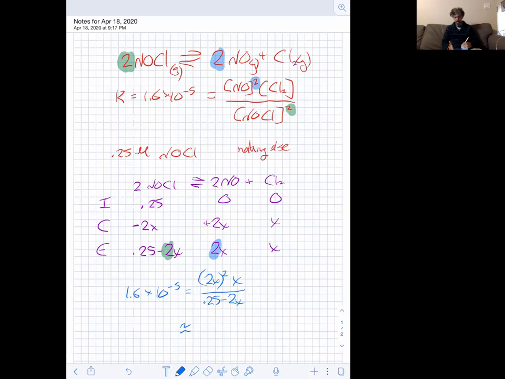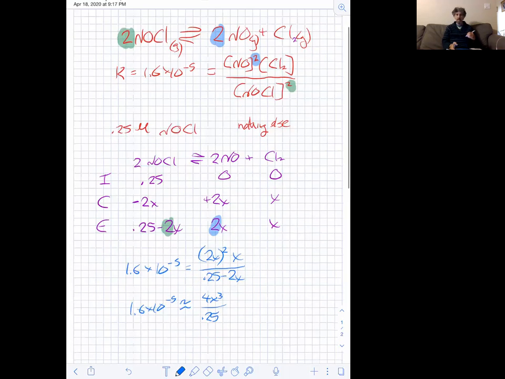In the numerator, we can take that 2x and square it to get 4x squared, and then combine with the other one to get 4x cubed. And in the denominator, we simply ignore the 2x. Don't care about it. And the result is we have an equation which is easier to solve, because this one, I mean, we still probably want a calculator to do the wretched math.